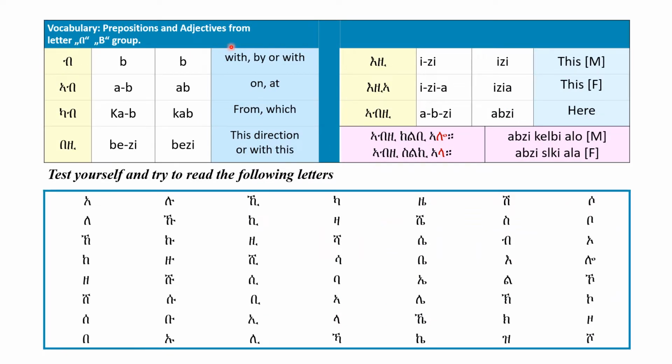Here are some prepositions we can already read in the Ghe group. B, Ab, Kab, Bezi, Ezi, Ezia, Abzi.